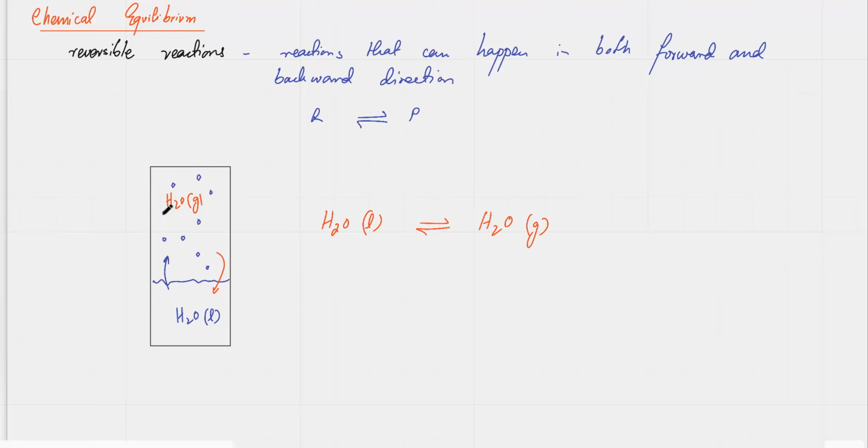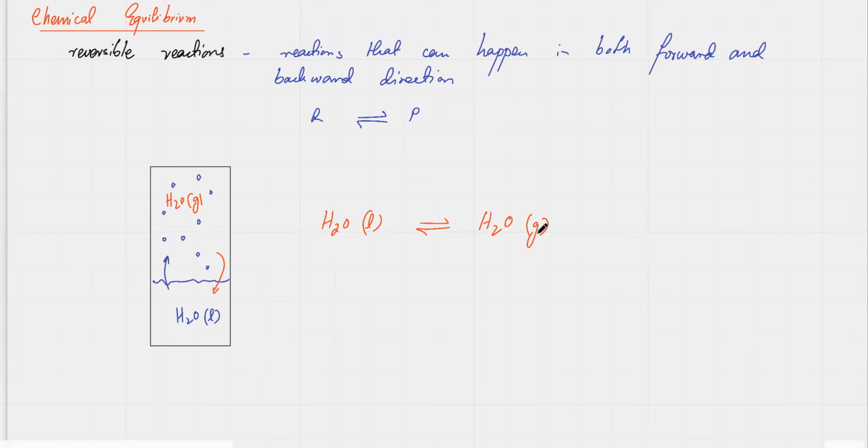If they gain energy, they evaporate. If they lose energy, they fall back into liquid state. So the reaction would be going both in forward and backward direction. Is this example of what a reversible reaction is clear? Yes or no? Yes, sir.